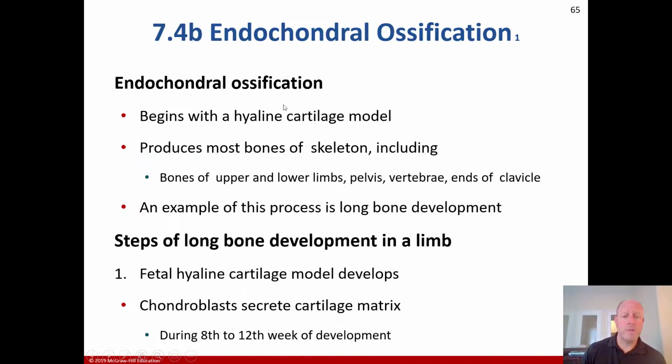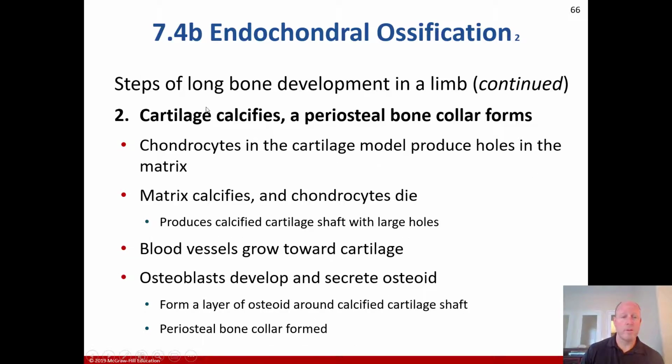Endochondral ossification begins with the hyaline cartilage model. It produces most of the bones of your skeleton, including your upper and lower limbs, your pelvis, your vertebrae, and your clavicle. An example of this process is long bone development. In the steps of long bone development in a limb, the fetal hyaline cartilage model develops with the chondroblasts secreting cartilage matrix, and the 8th to 12th week of development is when you start to see that significant progress.